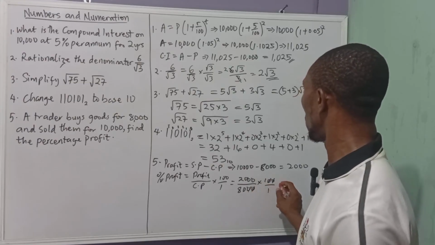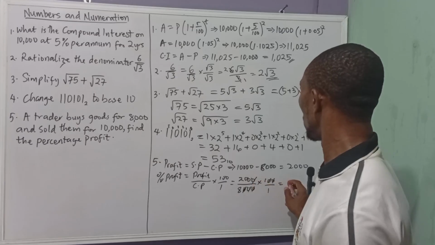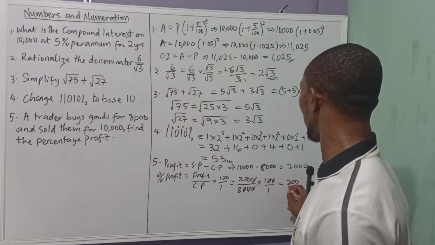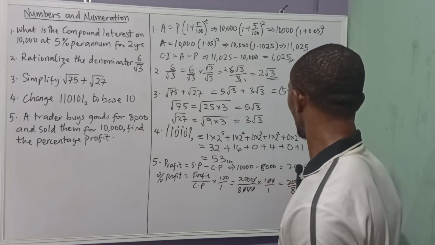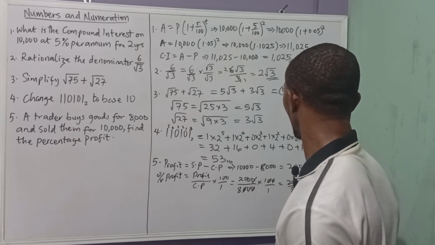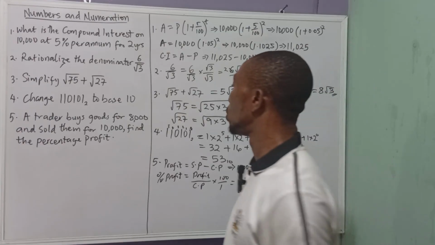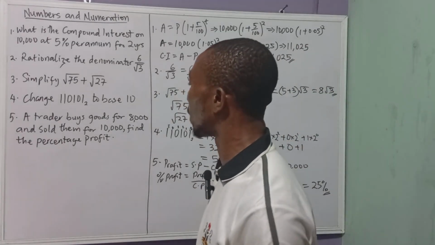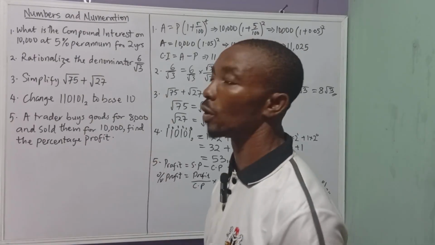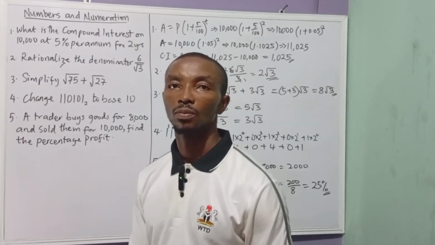Cancelling our zeros leaves us with 200 divided by 8, which gives us 25%. So the trader made 25% profit on the goods sold.